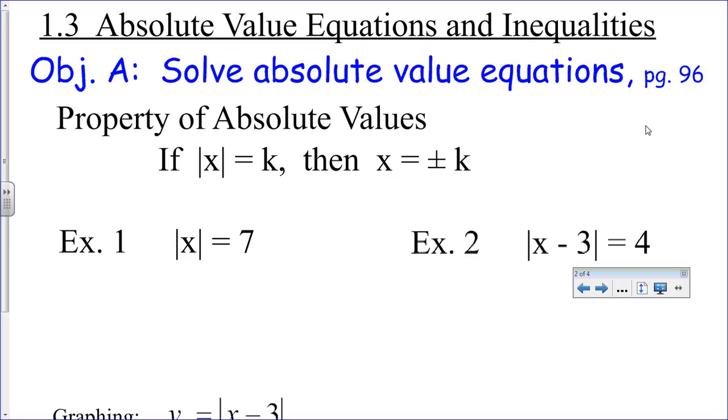Okay, so if I'm solving this, absolute value of x equals 7, well, then that means that x could be positive or negative 7 and still give me 7 when I do absolute value. So, because absolute value of 7 equals 7. Absolute value of negative 7 also gives you 7. So that's why there's two possibilities for what x could be.